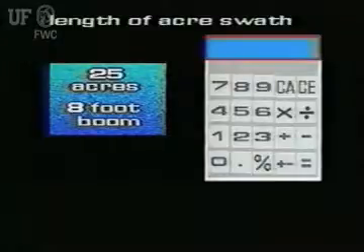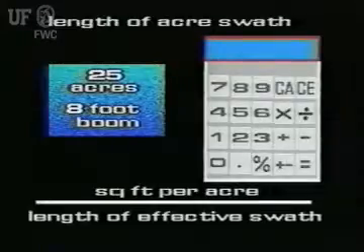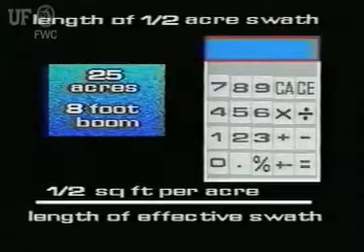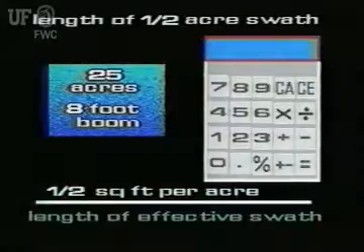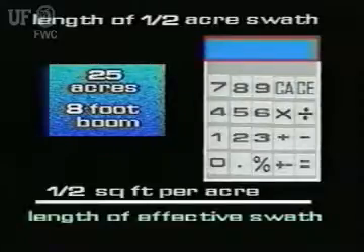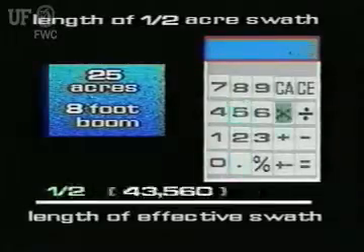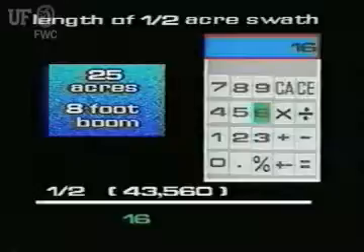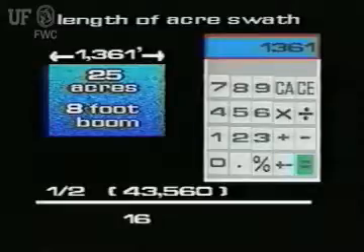Now the length of an acre swath equals the square feet per acre divided by the length of our effective swath. Or the length of a 1/2 acre swath equals 1/2 of the square feet per acre divided by the length of our effective swath. Or in this case, the length of a 1/2 acre swath equals 1/2 times 43,560 divided by 16, or 1,361 feet. Therefore, the length of the plot can be 1,361 feet.